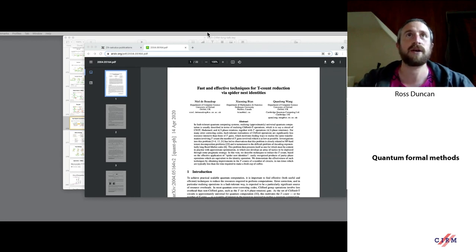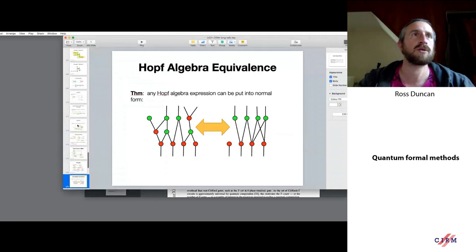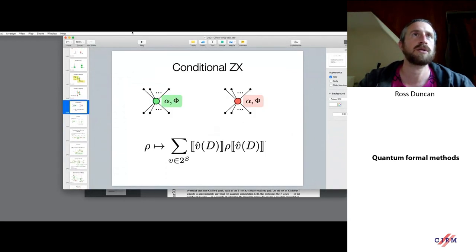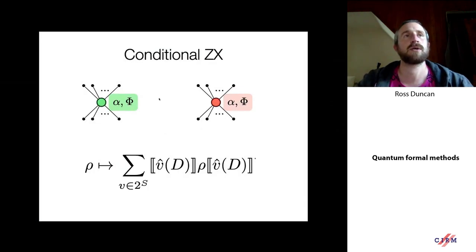I personally find it easier to work with an extension, which is this one, where as well as having my angle on the label, I've also got a Boolean expression. And the intended semantics of this is that should this expression evaluate to true, then I take the angle as being alpha. And should the expression evaluate to false, I set the angle to zero. With this, you can represent measurements and conditional operations relatively straightforwardly. I just make a fresh Boolean variable for every measurement that I'm doing.